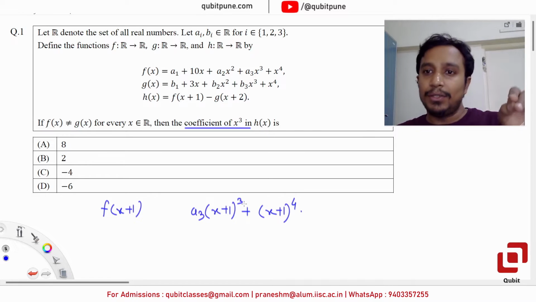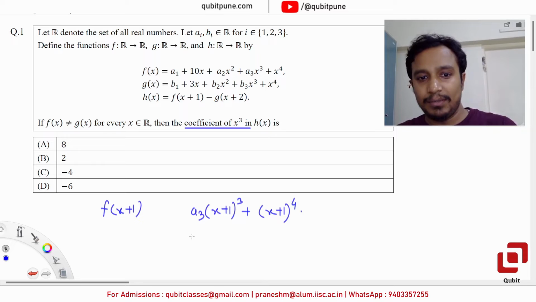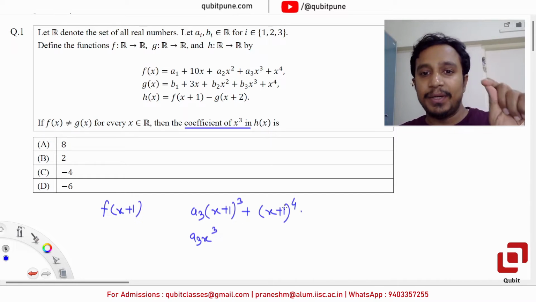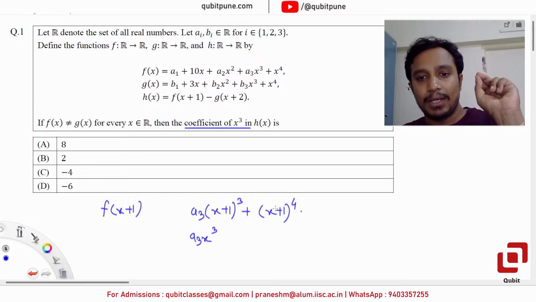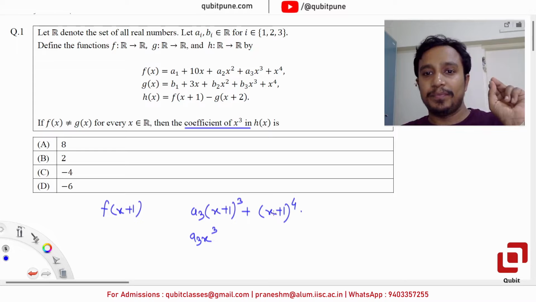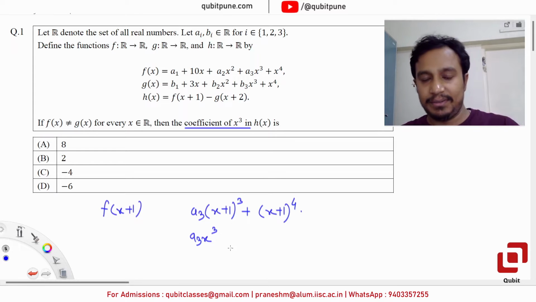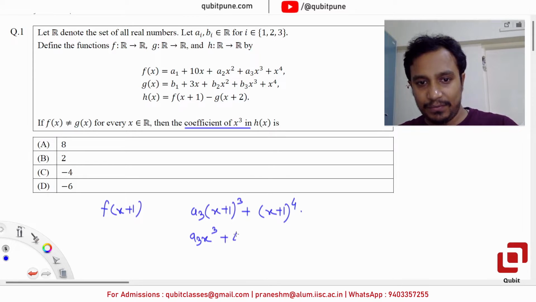Even in x plus 1 cube, it is x cube, that's the term that we need. So a3 into x cube. And when you expand this using binomial, it is x raised to 4 plus 4 times x cube, right? It is 4c1, so plus 4 times x cube.